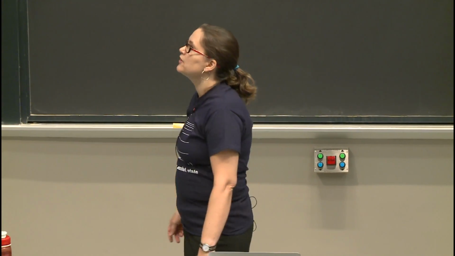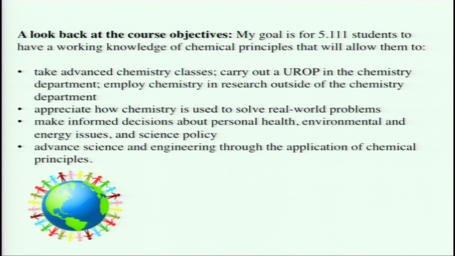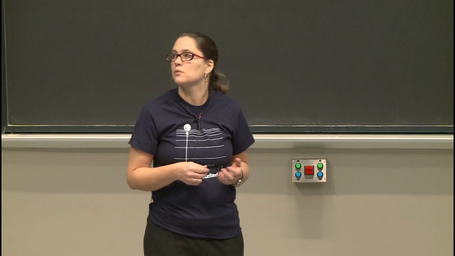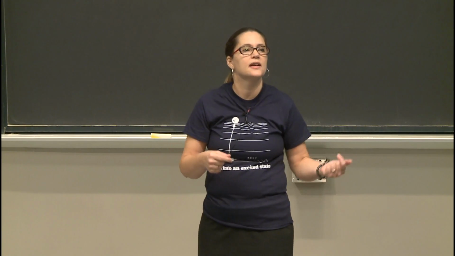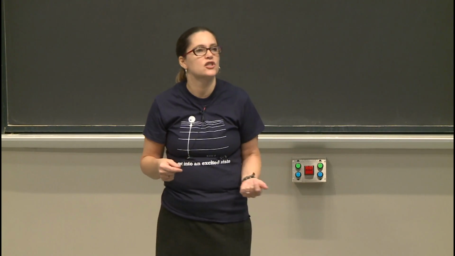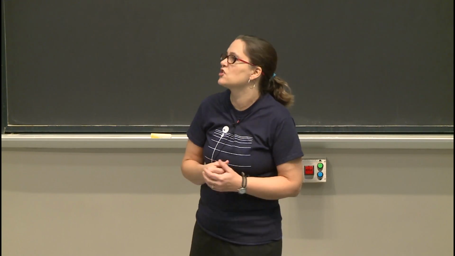So first, I just want to briefly review the course objectives, what I was hoping people would get out of this course. I was hoping that you would have enough basic chemistry knowledge to do a UROP in the chemistry department without taking any other chemistry classes, that in UROP positions in other departments you would be using chemistry in your research, that you could also appreciate how chemistry is used to solve real-world problems like we're talking about today, and make informed decisions about your own health, the health of your family, environmental issues, energy issues, a lot of political decisions that are going on.